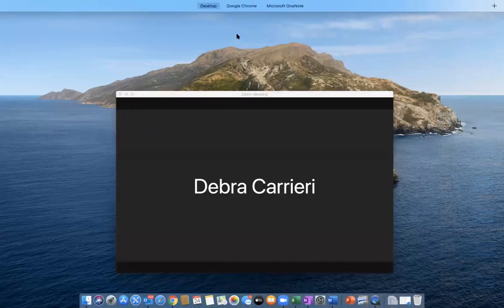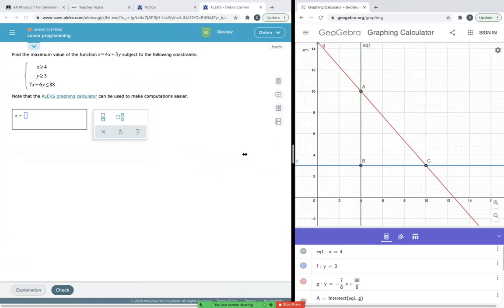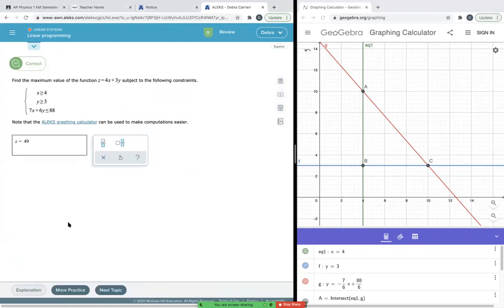Now I will go back and plug in what we just found to be 49. And let's pray that I did my math correct, and I did. So I believe the challenge that people had with 1.8 in ALEKS was using a graphing calculator to find the vertices.